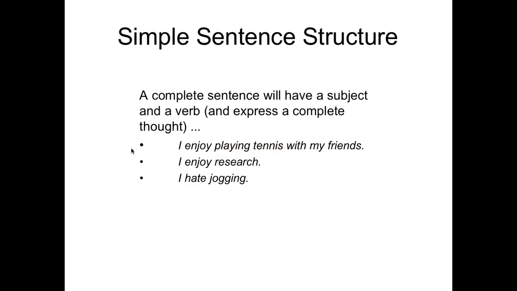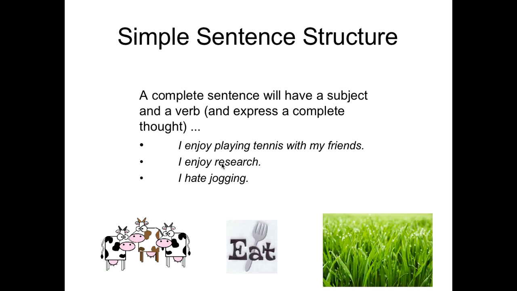Okay, just to review, the basic, most simple sentence structure is as such. That is, the sentence will have a subject and a verb. It expresses a complete thought, and very often sentences will have an object. So, for example, subject, I, verb, enjoy playing, or it's sometimes referred to as a predicate, okay? Tennis with my friends. This is a complete sentence. I enjoy research. I hate jogging. And if we back up for a moment and think about cows eating grass, well, here's our subject, our verb, our object, and again, they come in this order.